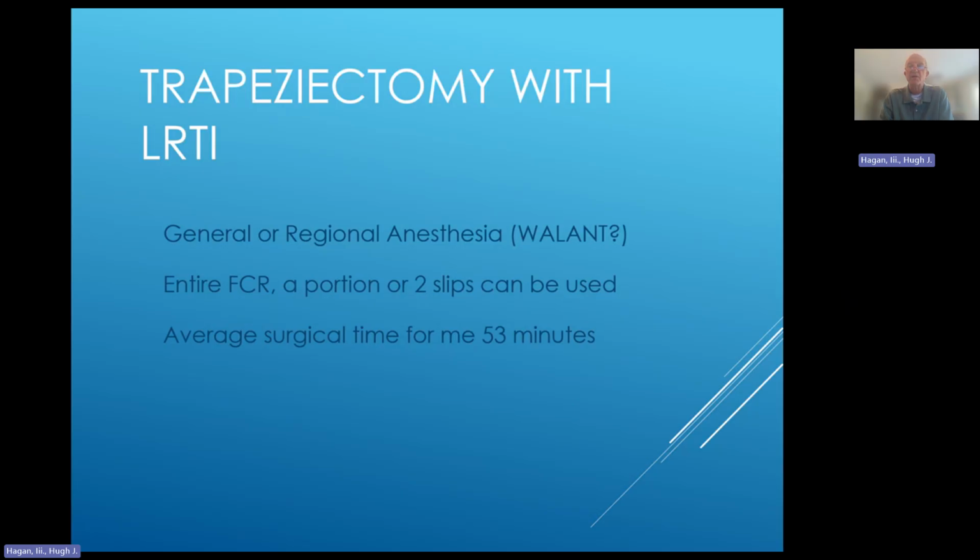You use the entire flexor carpi radialis. If it's small, like 4 millimeters, you use the whole thing through the bone. And if it's bigger, I'll split it in half and place half of it under the metacarpal and half of it through the metacarpal. And this takes under an hour generally.